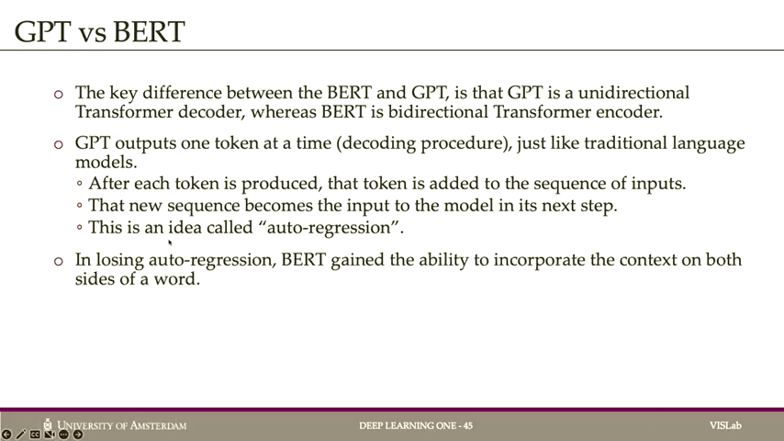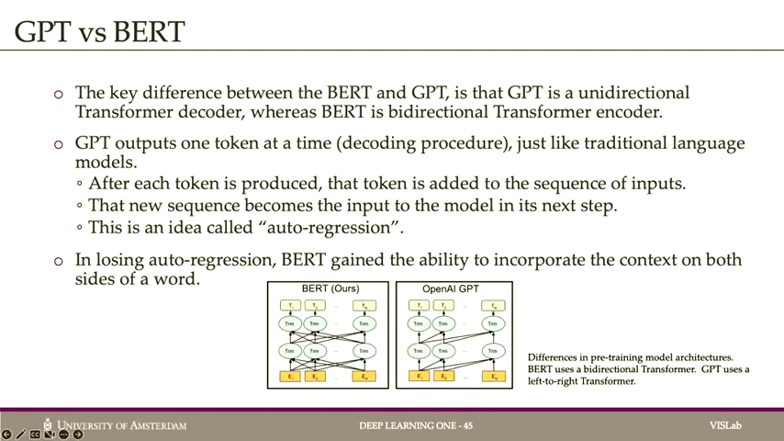This idea is called autoregression, so it's a small detail. BERT doesn't have this autoregression, but by losing that, it gains the ability to incorporate context because it can observe what happens on both sides of the word. So that's why I said, depending on your goal, on the task, you can choose GPT or BERT. They have different goals in mind, as we can also see in this figure. BERT can observe the whole sentence, and GPT is generating text, and that's why it cannot see what is after the word that we're currently generating.